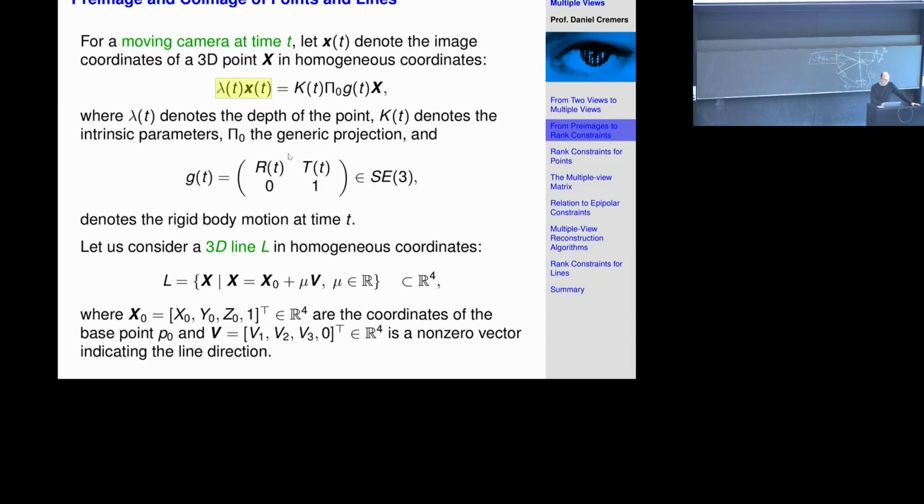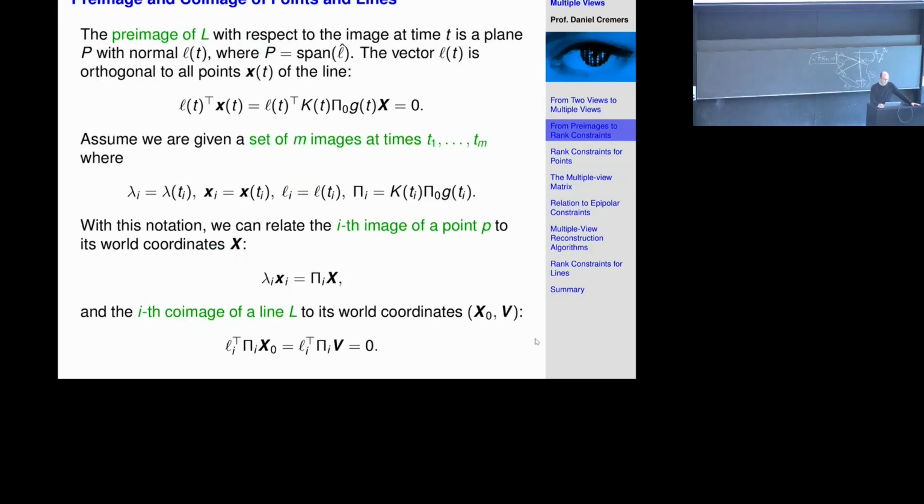And this is the rigid body motion, rotation, and translation. And you can do the same for a line. So if you have a line in 3D, this is how it's parameterized with a base vector x0 and an offset v, where, in homogeneous coordinates, the base vector obviously has last component 1 and the offset has last component 0. It gives the direction of the line.